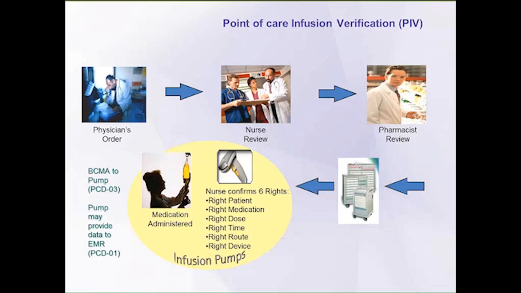Point of care infusion verification. I'm sure you're mostly aware of the 5 rights: right patient, medication, dose, time, route. We also add the right device. This is a means whereby we can take the physician's order for something to be infused to the patient and review that, and then program that into the infusion device, and then confirm the programming, and then log that as the infusion currently going on with that patient for that device, for that medication.